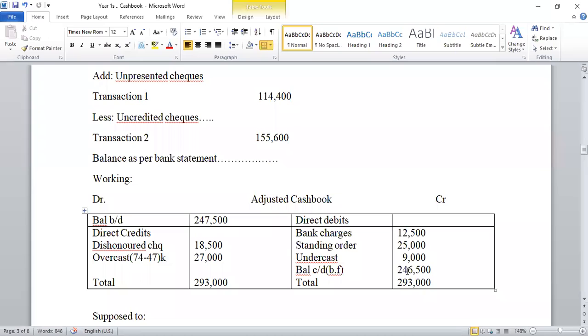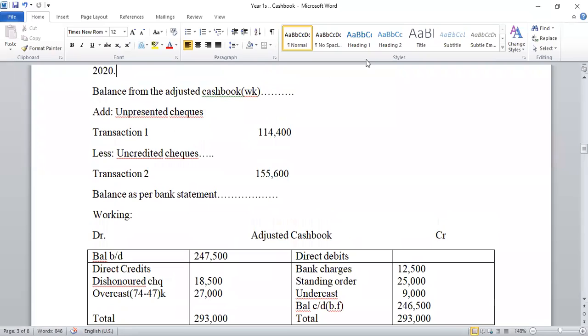So that's what we call the balance as per the adjusted cash book. This one here, the 246,000. So it's the one that you bring in the pro forma, in your format, and you put it's 246,500. Okay, so on that figure, I'm supposed to add unpresented checks.